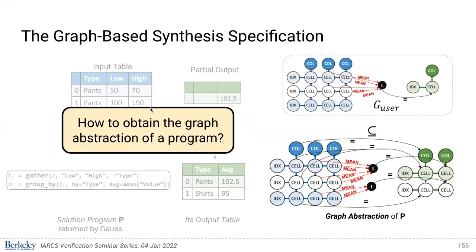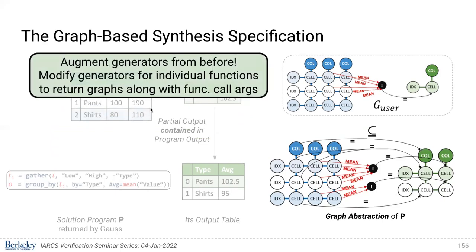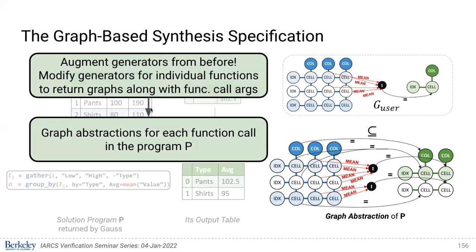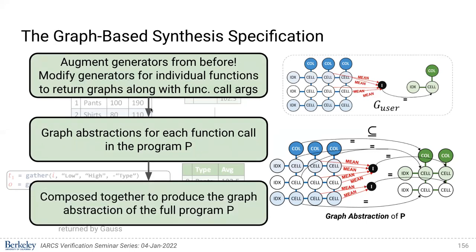But the big question here is, how do you obtain this graph abstraction of a program? At a very high level, we just reuse the generators we had before in AutoPandas. Instead of just constructing the program, since we are working with regular code, we can also influence the generation. We can also create the graph as we construct the program. So we modify the generators for the individual functions to return graphs along with the function calls. For each function call, we would have a graph, and then we compose them together to produce the final graph abstraction of program P. So let me show you an example for this.